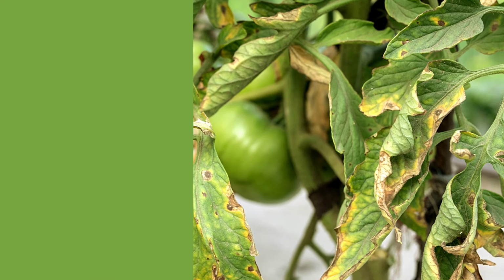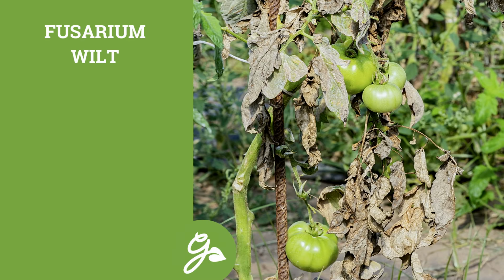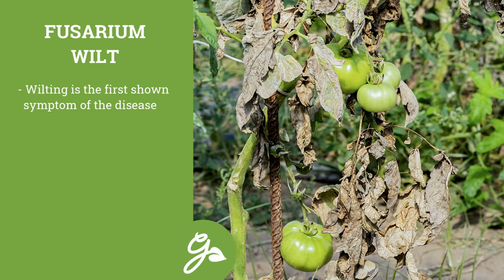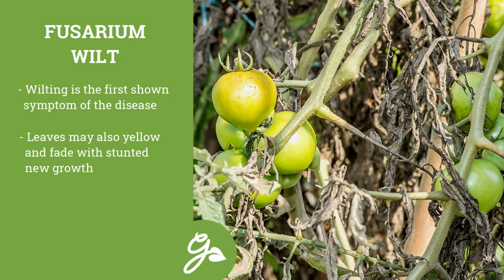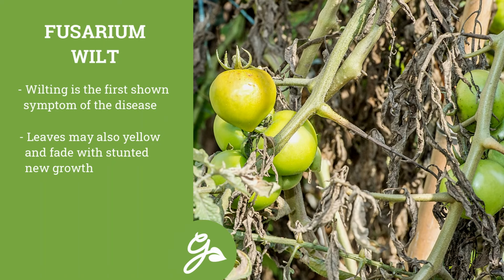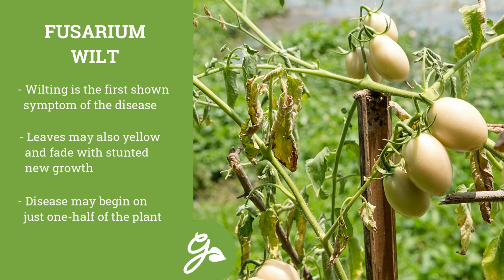Fusarium wilt. This self-explanatory name indicates the major symptom of the disease, wilt. The wilting symptom is the first sign, and as the disease progresses, leaves yellow, fade, and new growth becomes stunted. Many times the disease will attack just one half of the leaf or one half of the plant before it moves to the other.